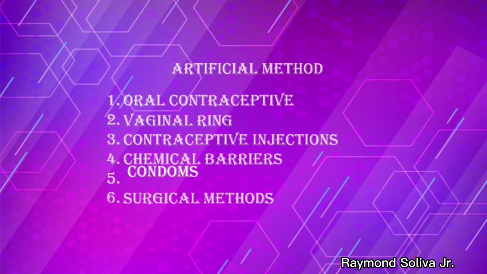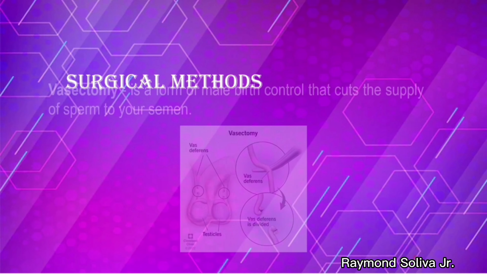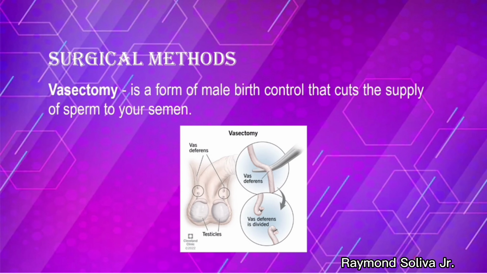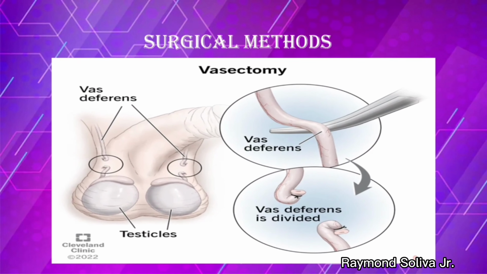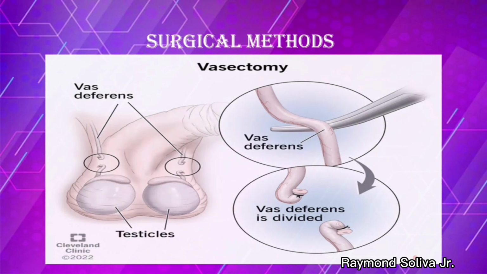Last artificial method is surgical method. There are two surgical methods such as vasectomy and tubectomy. Vasectomy is a form of male birth control that cuts the supply of sperm to your semen. Just like in the pictures, kinakat niya yung vas deferens that supply the sperm to your semen.